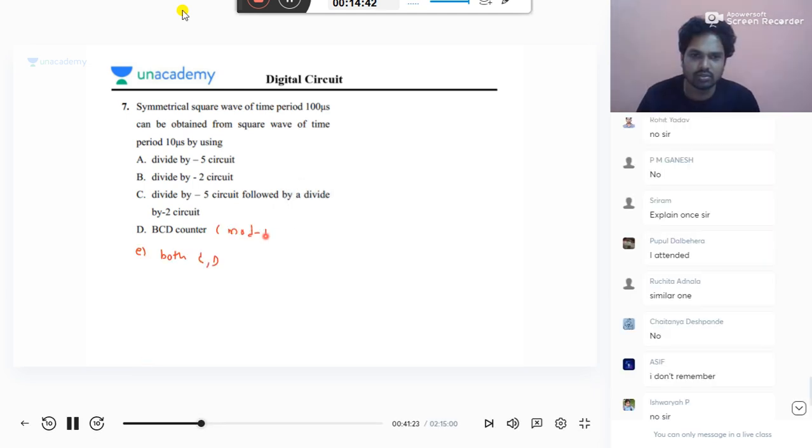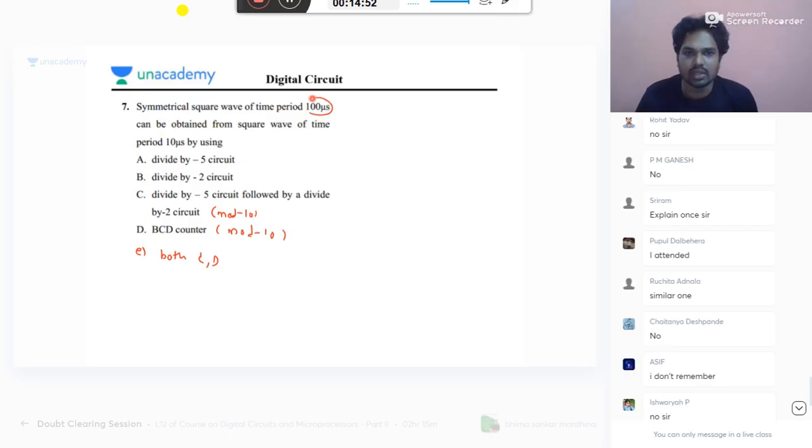Means mod 10. This is divided by 5 followed by divided by 2. This is also mod 10 only. Then you will get the doubt. 100 microseconds is to be converted into 10 microseconds, so we should convert 10 into 100. T naught is equal to 10 times the time period of the clock. So F naught must be F clock by 10. What is the condition? A mod 10 counter is required. BCD is also a mod 10 counter.